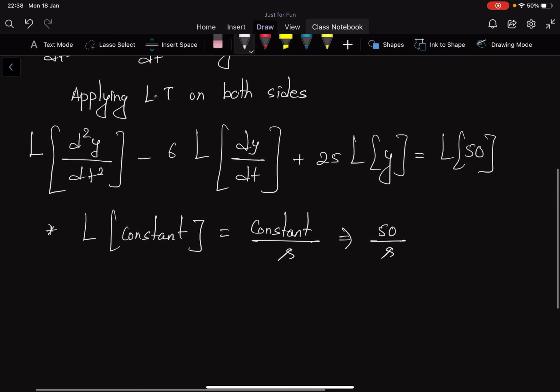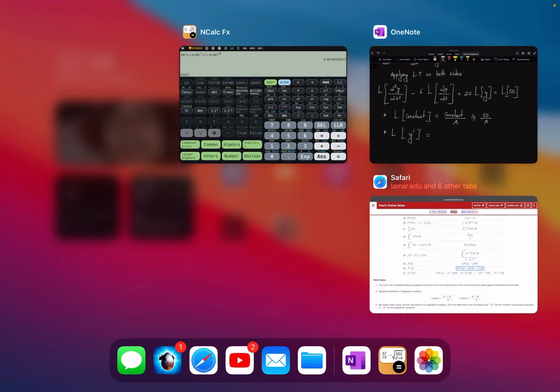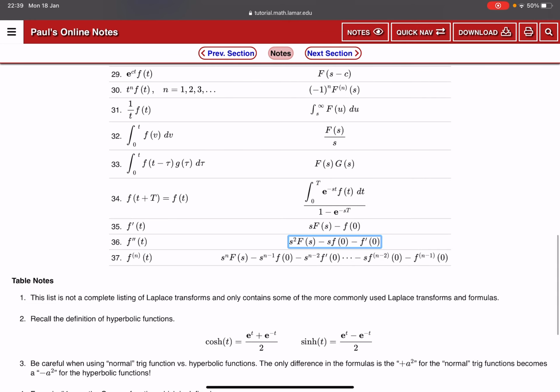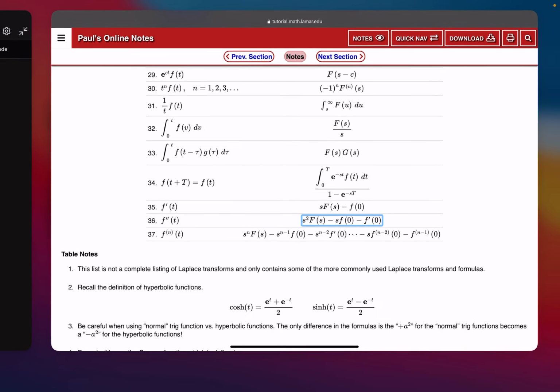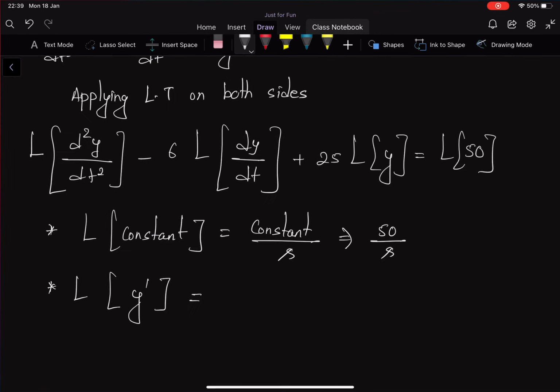Another formula we need to use is for the derivative. Looking at the formula again, the Laplace of the first derivative f prime, in formula 35, is s times capital F minus f(0), which is the initial condition. The same thing is going to happen here: we have s and the capital Y that I'm going to use.